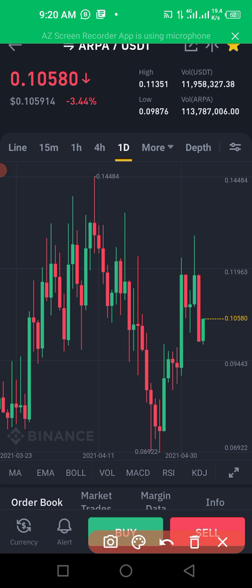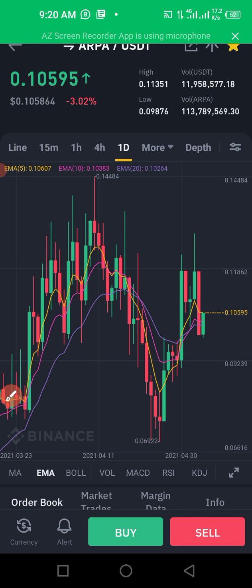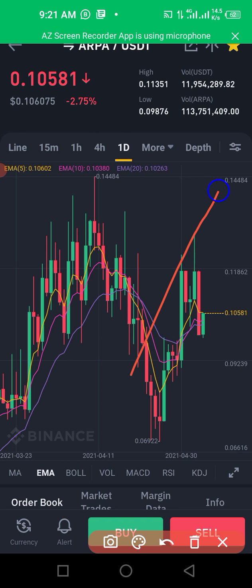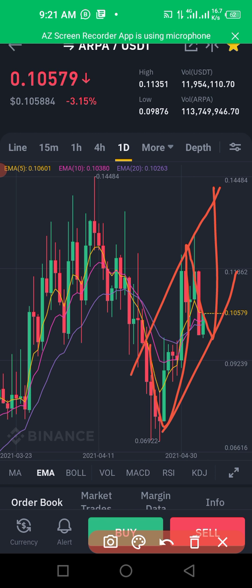So if I insert the EMA now, which is the moving average, you will see that the EMA has crossed here upward. All the EMAs are facing upward. It's showing an upward movement of the market. If you now draw your support and resistance, you see that the market is doing up, down, so it's time for the market to go up. And the moving average is telling you that the market is about to go up.